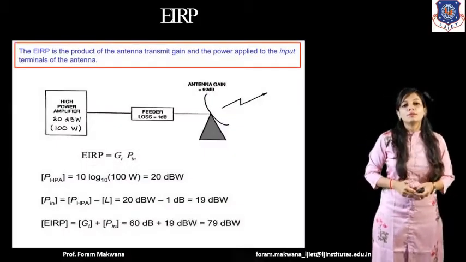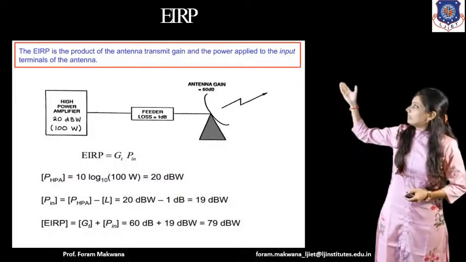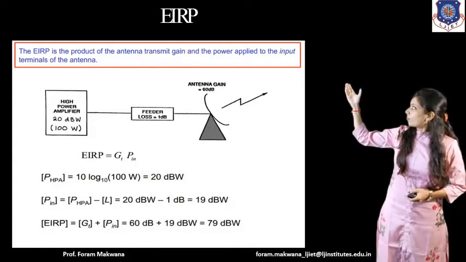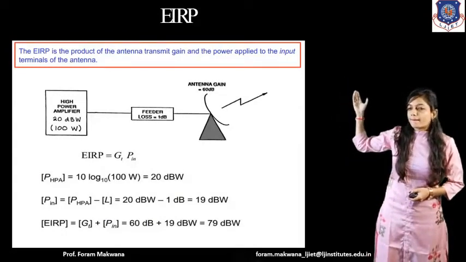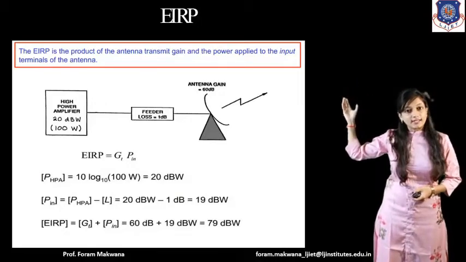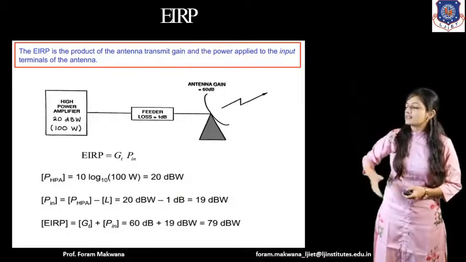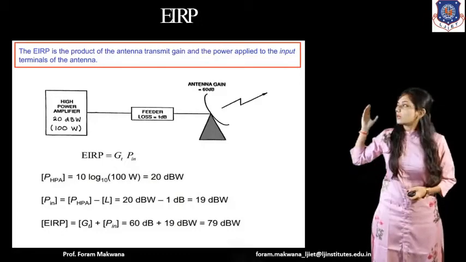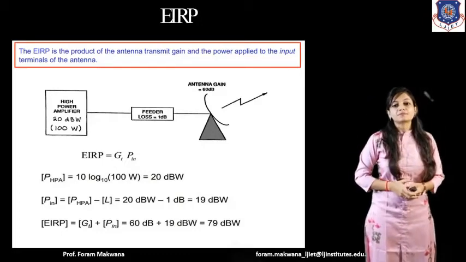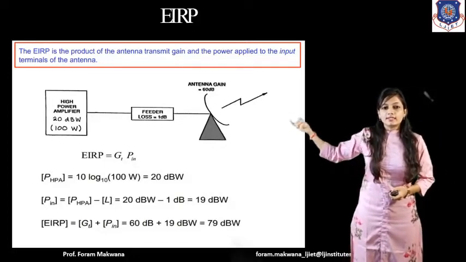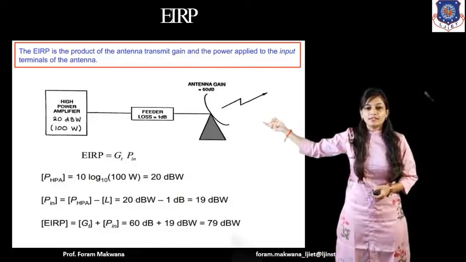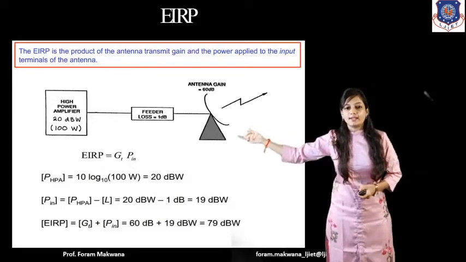Now, what do you mean by EIRP? As we know, EIRP means effective isotropic radiated power, which is a product of the antenna gain and the power applied to the input terminal of the antenna, right? Over here you can see the high power amplifier, then the feeder, and this is my antenna gain.